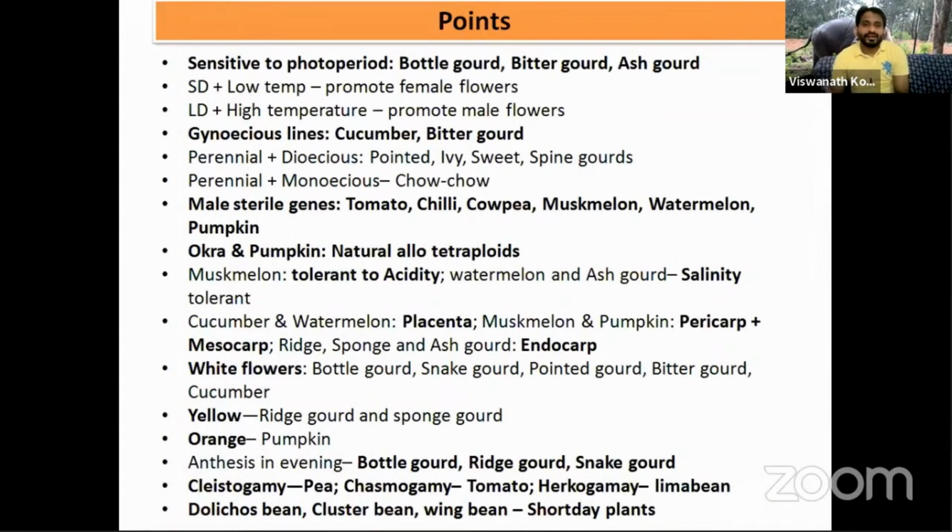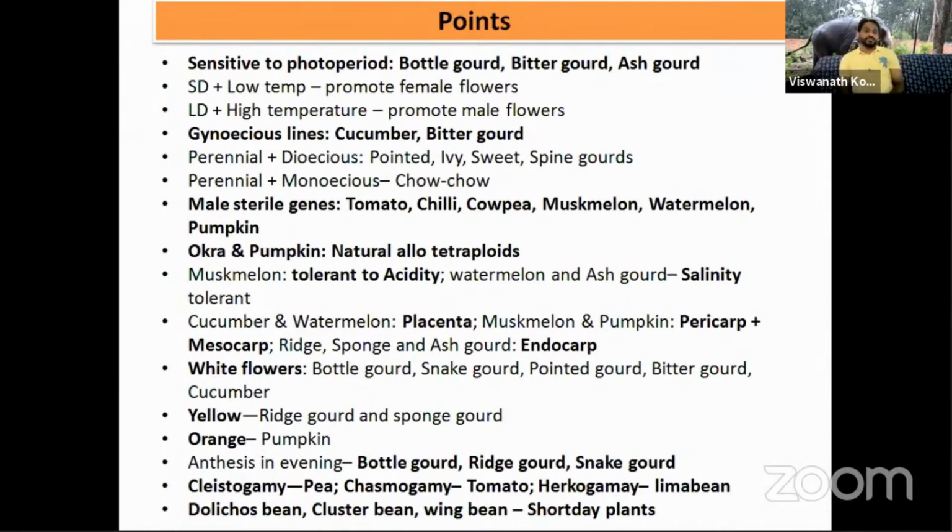So some important points, you have to prepare notes like this. Sensitive to photoperiod: bottle gourd, bitter gourd, ash gourd, in case of beans, cowpea, like that. So short days and low temperature promote female flowers. Long days plus high temperature promote male flowers. And gynoecious lines are developed in cucumber and bitter gourd. Perennial plus dioecious: pointed gourd, ivy gourd, sweet spine gourd.